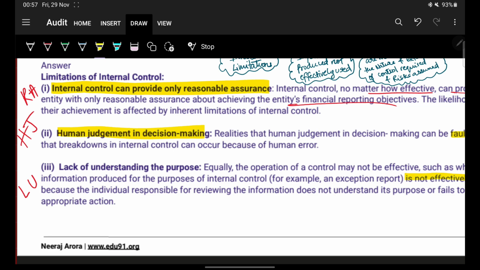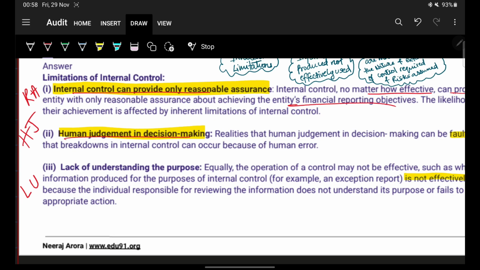Why is there a limitation of internal control? Why internal control cannot be completely effective? Firstly, it can provide only reasonable assurance. Isn't that what we're trying to prove here, right? We're trying to prove that internal control can provide only reasonable assurance, and the first point that they've put is internal control can provide only reasonable assurance. It's pretty bad. It's pretty stupid. I mean, it's not their fault. It's the person who wrote this answer, right? It's not Edu91. It's probably ICAI. Internal control can provide only reasonable assurance. That's the first point. And the second point of why there is a limitation in internal control is because human judgment is involved in the decision making process.